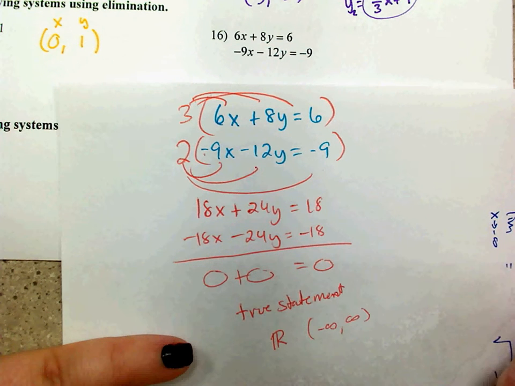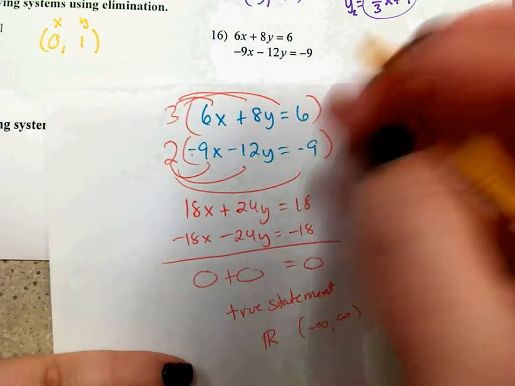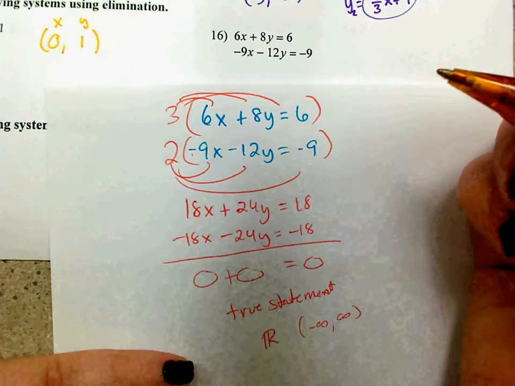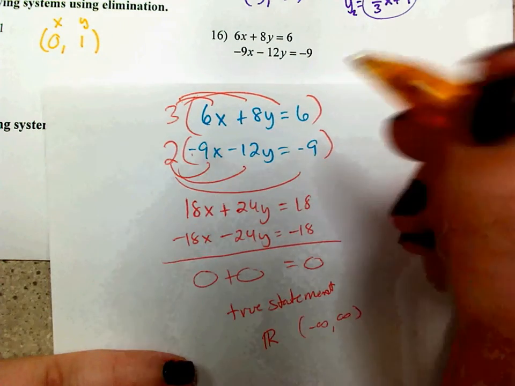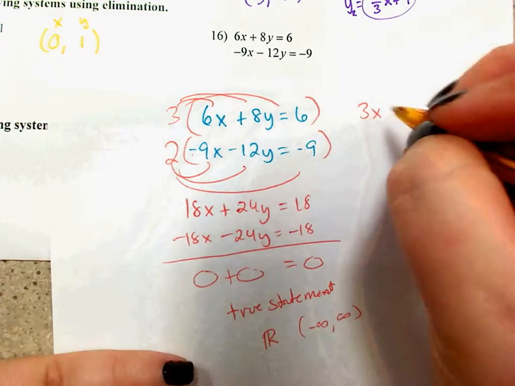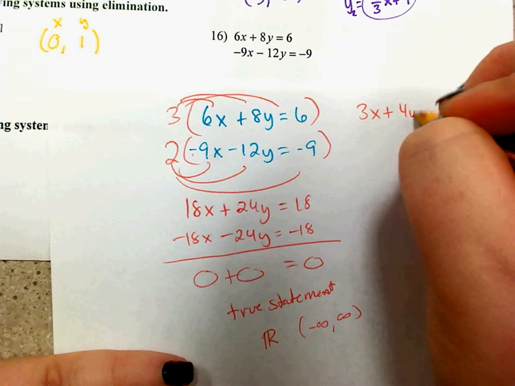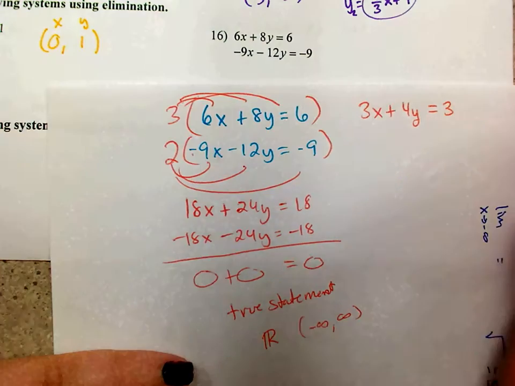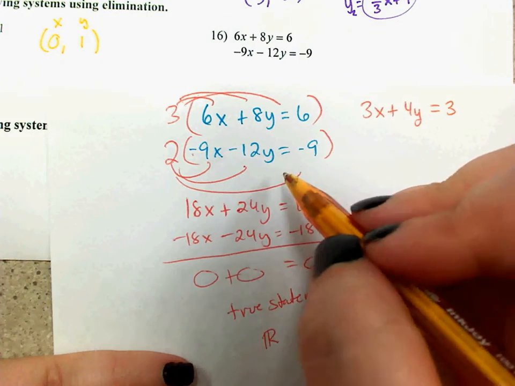If you look at this equation, 6, 8, and 6, all three numbers divide by 2. So if I divide this by 2, I get 3x. If I divide that by 2, I get 4y. If I divide that by 2, I get 3. These all divide by 3. And in fact, I could go ahead and divide by a negative 3, and I would end up with 3x plus 4y equals 3. They are the exact same equation.